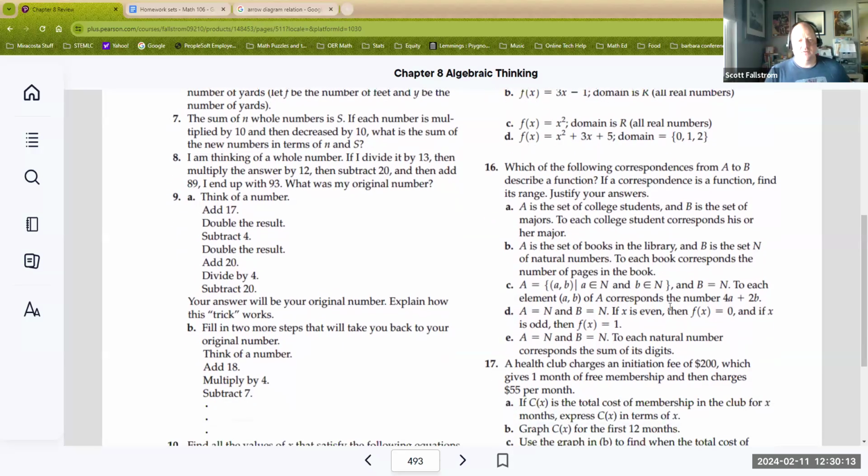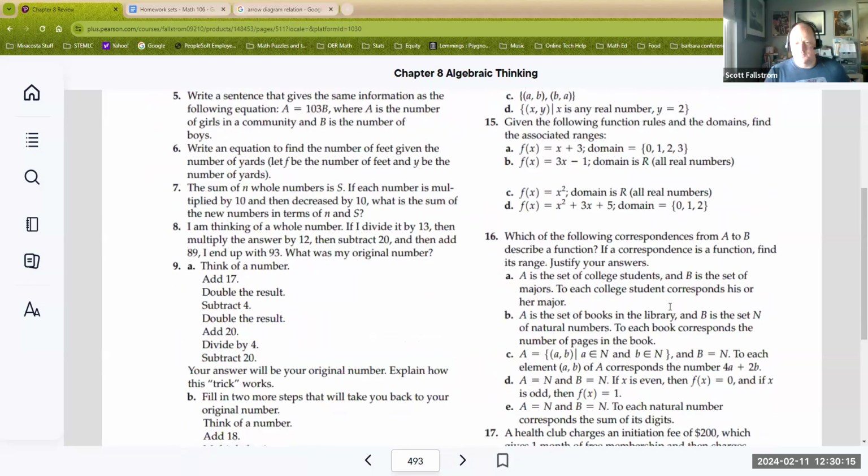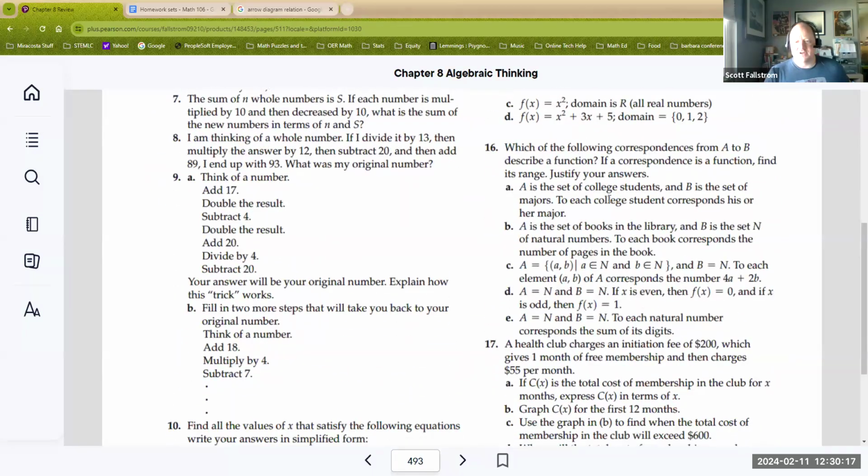So here in the chapter review, I just grabbed a couple of these. These are verbal descriptions of a relationship from one set to another set. If a correspondence is a function, find the range. But again, you're looking to see if it is a function first and foremost.